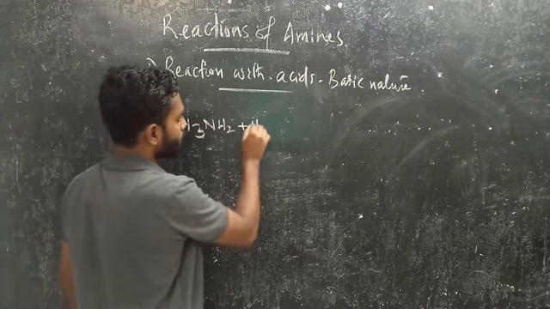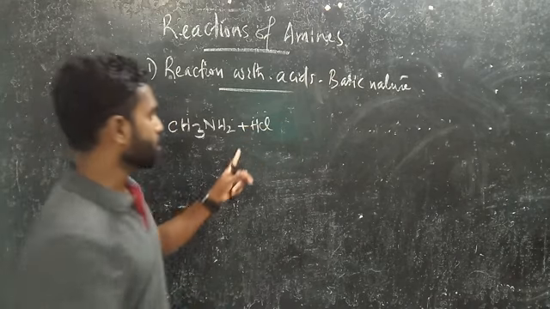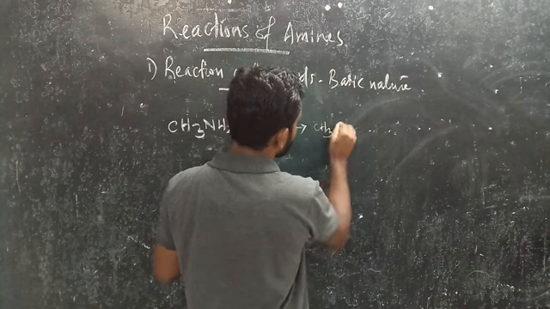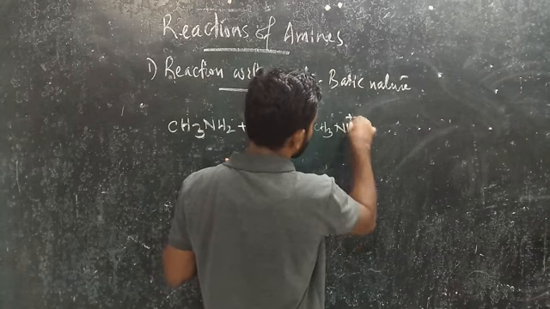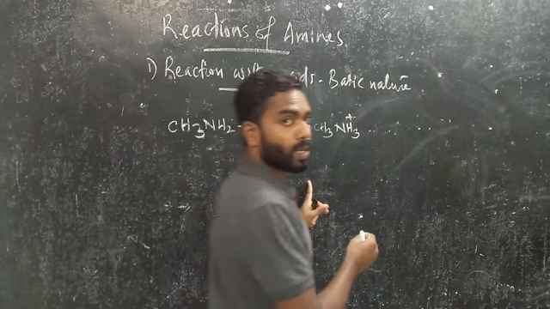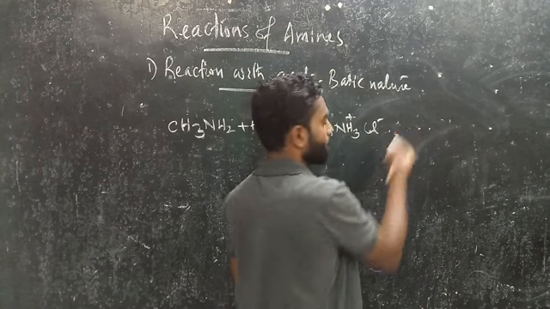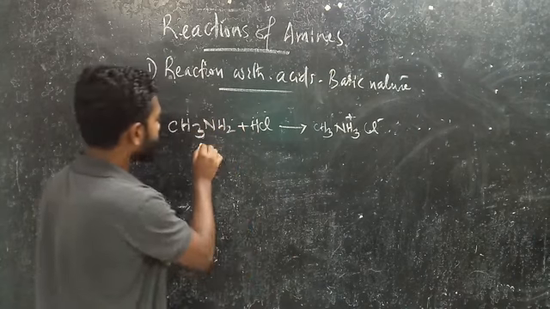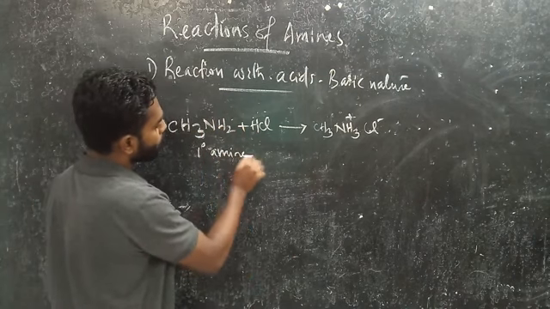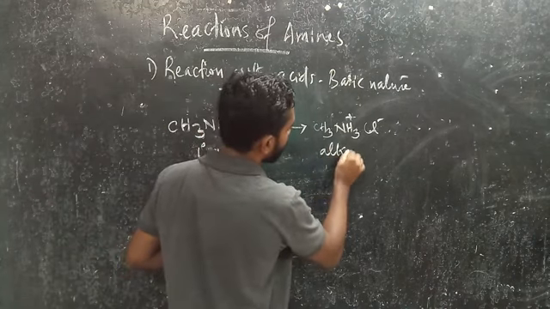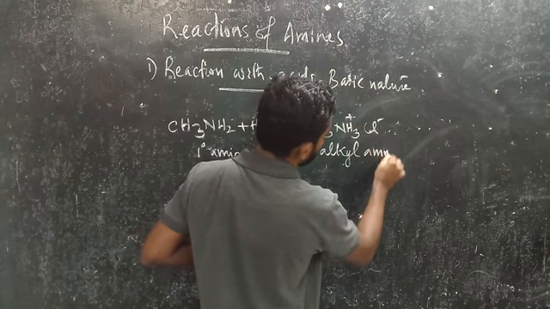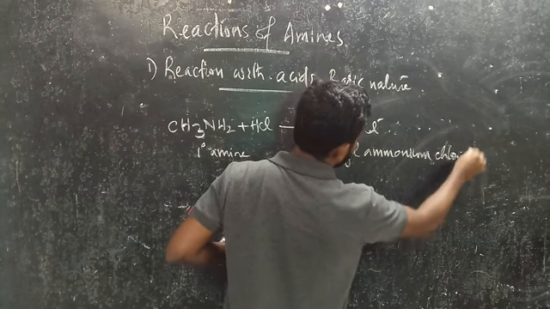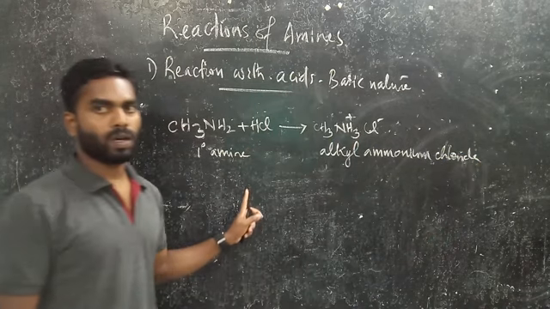CH3NH2 plus HCl, a monobasic acid, gives CH3NH3+ Cl-. So we get alkyl ammonium chloride. This is the primary amine, and we will get alkyl ammonium chloride.